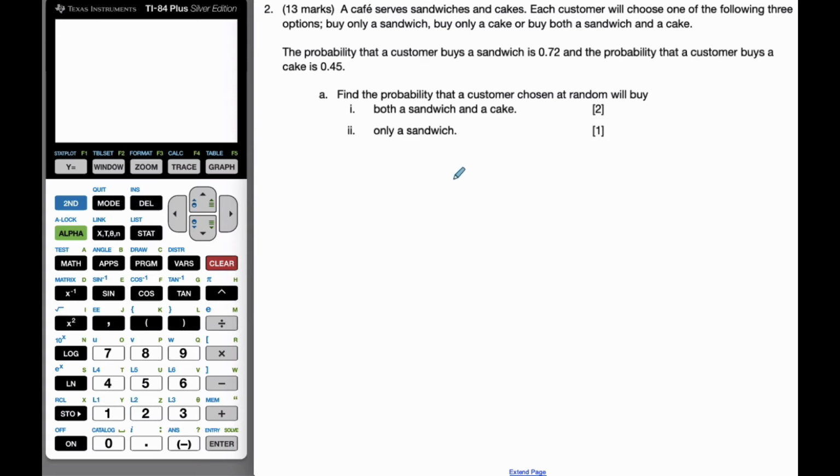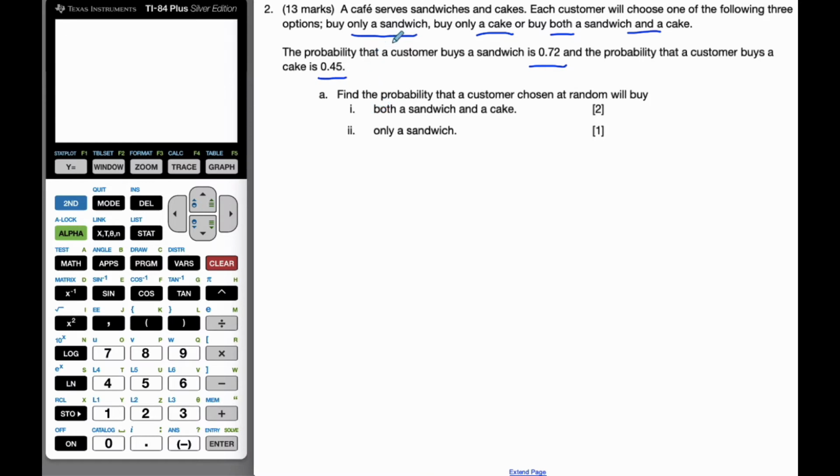Okay, in this problem here, we have a cafe that serves sandwiches and cakes. Each customer will choose one of three options: buy only a sandwich, buy only a cake, or buy both a sandwich and a cake. The probability that a customer buys a sandwich is 0.72. The probability that a customer buys a cake is 0.45.